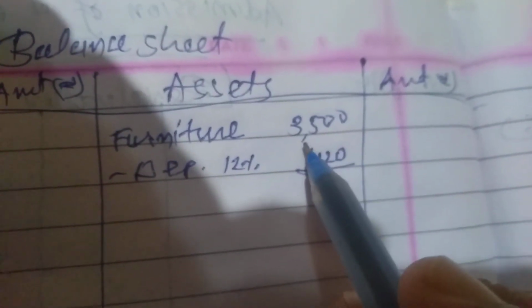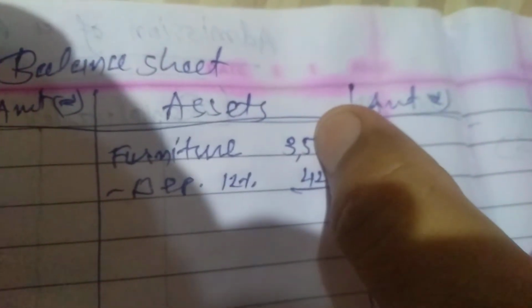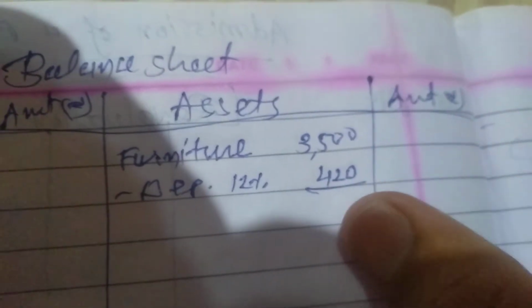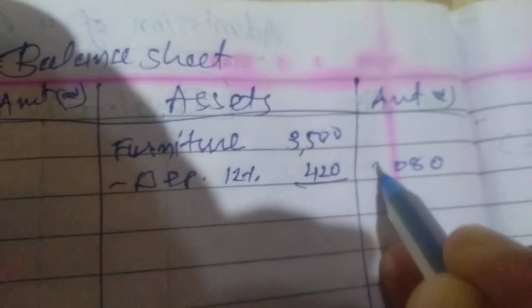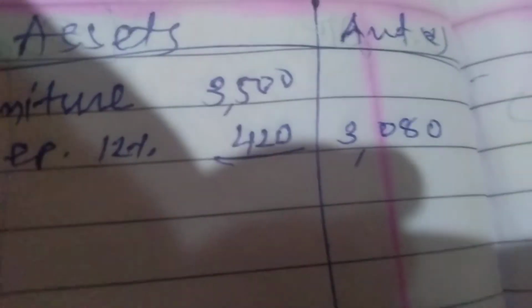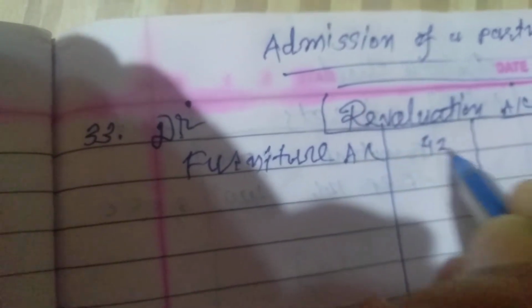3,500 का 10% 350 and 2% होंगे 70. तो 350 plus 70, so 420. So deduct this: 3,500 minus 420, so 3,080. Here you can see the decrease in the value of asset is 420. So the decrease in the value of asset, we write in revaluation account on the debit side. So on the debit side we write furniture account 420.